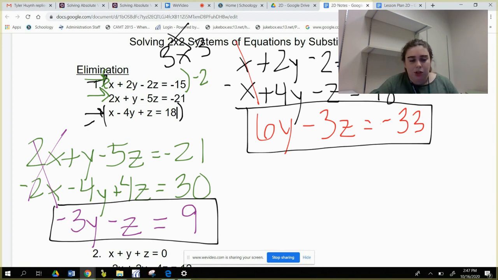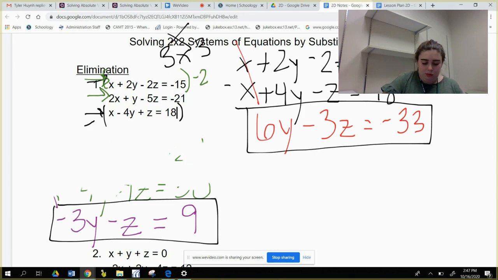Okay, so that's what we're going to use to do another round of elimination that will help us solve for our variables. All right, so I'm going to erase everything else except those two boxes to give us some more room.